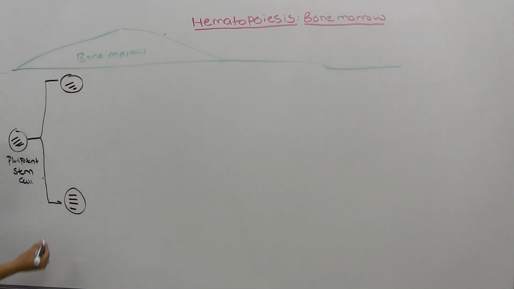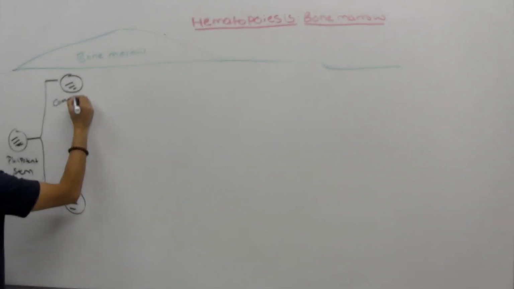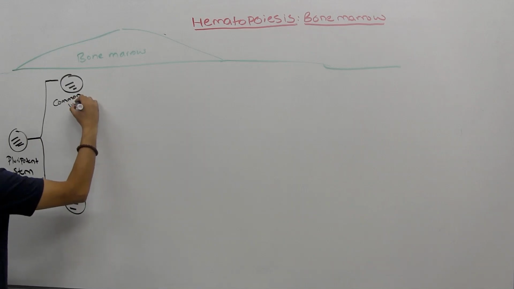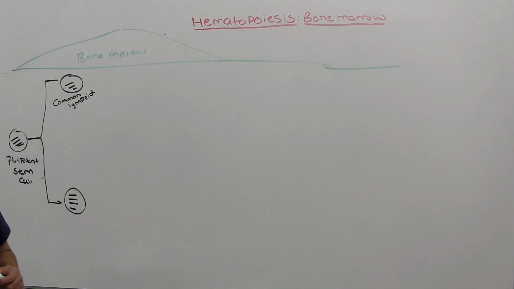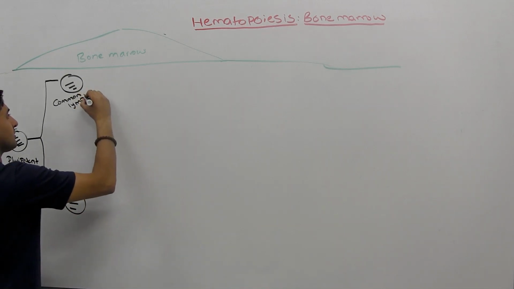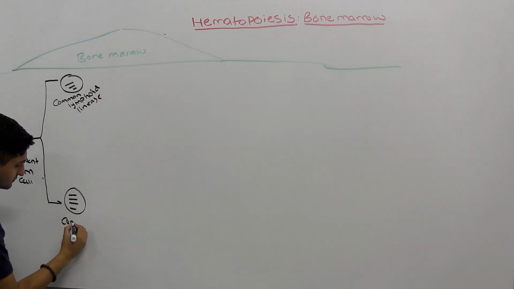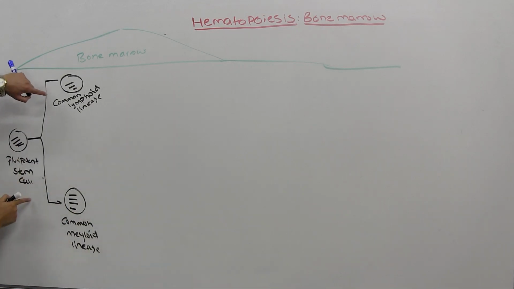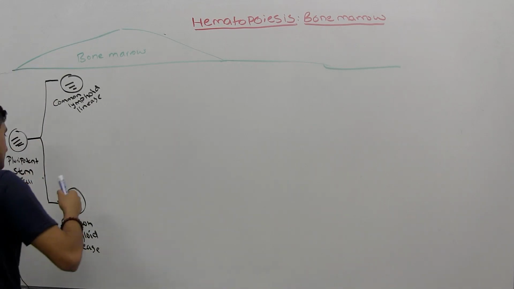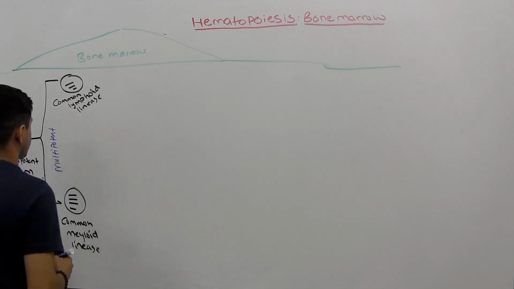All right. Now, they're going to give rise to two different cells. One of them is called the common lymphoid lineage, and this one is going to be the common myeloid lineage. These two different cells we call multipotent stem cells, and these are all stem cells.